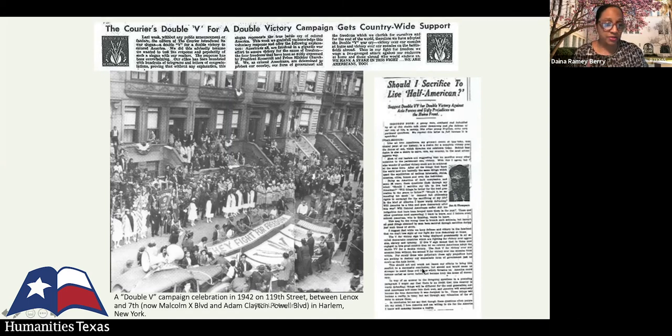Here they want to fight for freedom, not just abroad, but also at home. It shows you how widespread this campaign was within the Black community, and the kind of support they were getting throughout the United States. It was also challenging our country to recognize the contradictions in the ways African Americans were being treated.